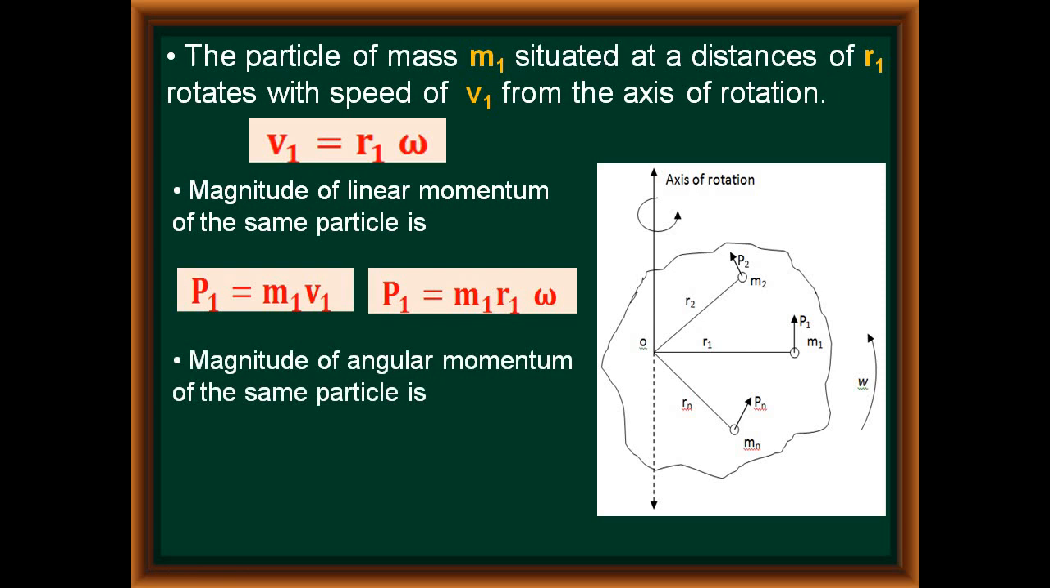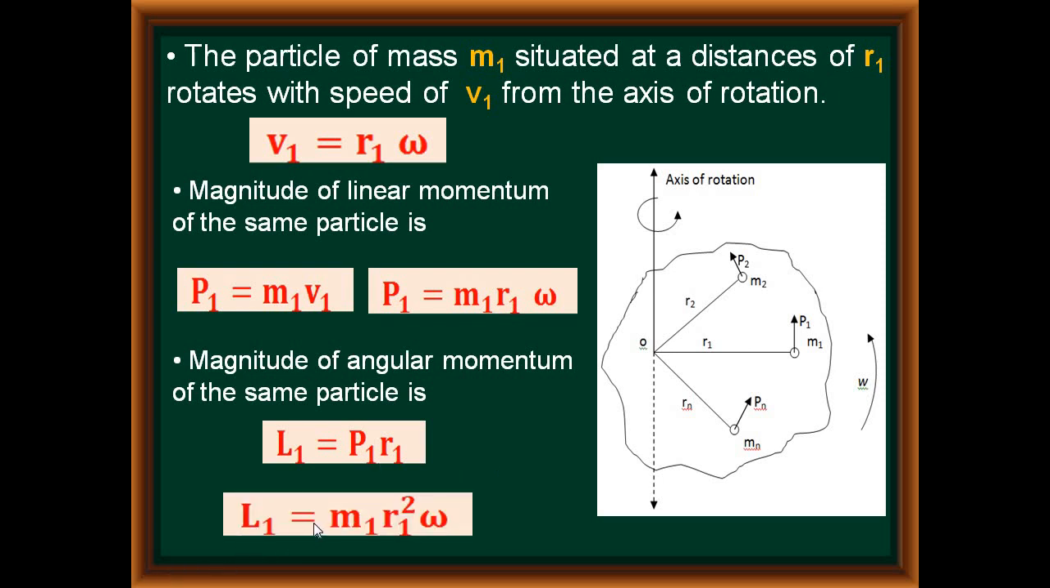From this equation, we can find the magnitude of the angular momentum for the particle having mass m1, and it will be L1 is equal to P1 into r1. P1 is the linear momentum and r1 is the moment arm. Again we substitute the value of P1, P1 is equal to m1 r1 omega. If we substitute here, we get the value of L1: L1 equal to m1 r1 square into omega. This will be the angular momentum of the body for the particle having mass m1.